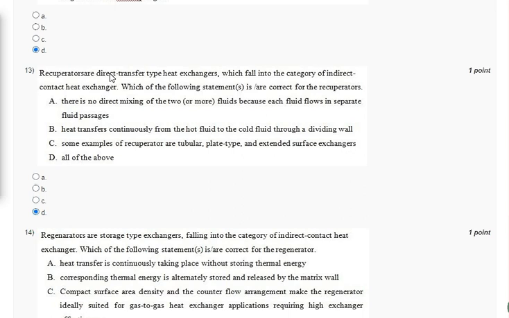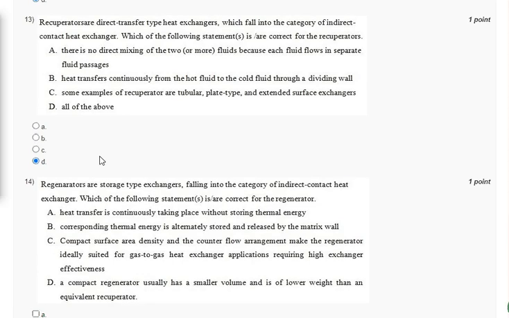Recuperators are direct transfer type heat exchangers which fall into the category of indirect contact heat exchangers. Which of the following statements is correct for the recuperator? So the option D is correct. All options are correct. A correct, B correct and C correct. So all the above. So question number 13, the D option is correct.